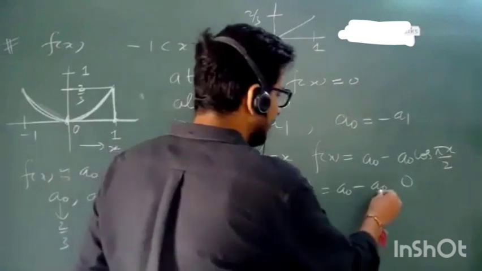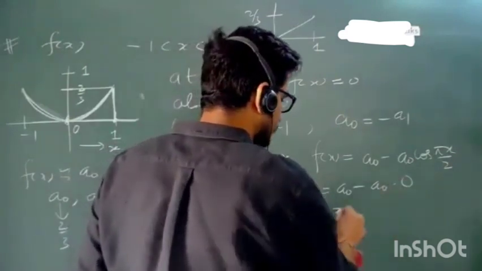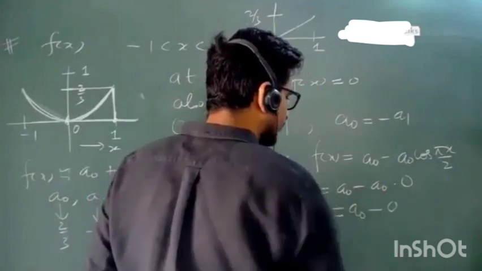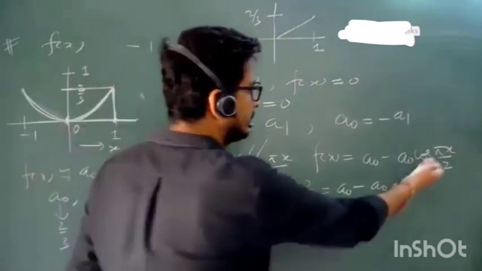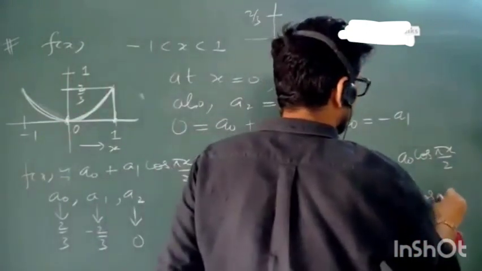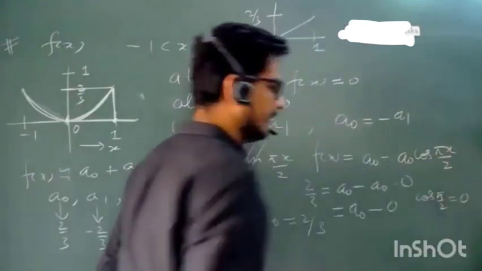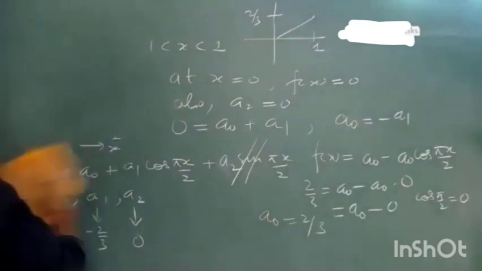Arre bhai, what will a0 into 0 be? Should I write this also? a0 minus 0. No, I understand sir. 0 I will not consider. So you put x is equal to 1, so cos pi by 2 will be what? That will be equal to 0. Anyways.